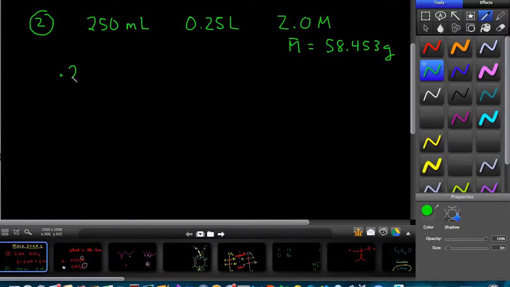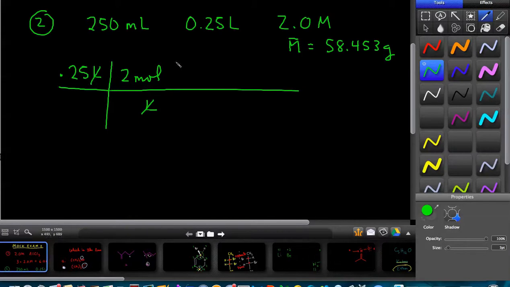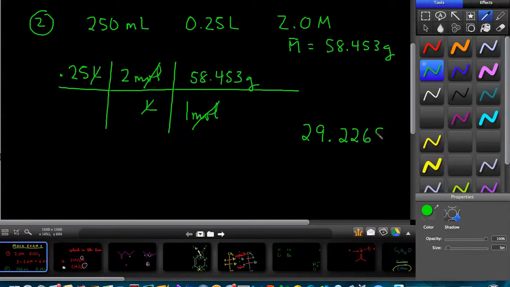So just a little dimensional analysis, 0.25 liters times 2 moles per liter. Of course, liters cancel. And we know the molar mass, 1 mole, is 58.453 grams. 1/4 times 2 is 1/2. 1/2 of 58.453 is going to be 29.2265 grams. And so the best answer is going to be B, which is 29 grams.